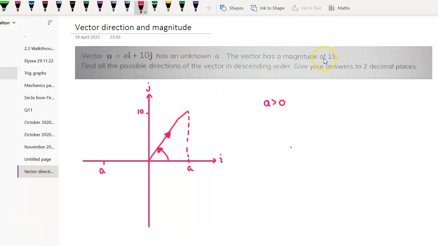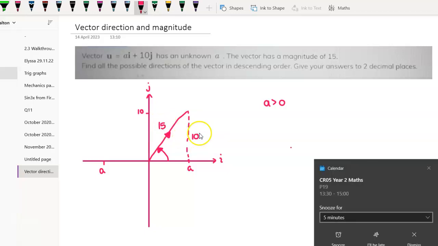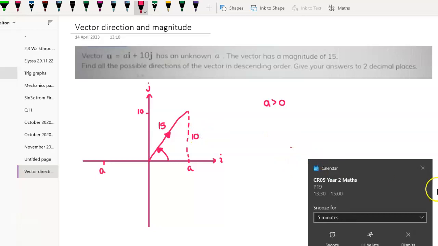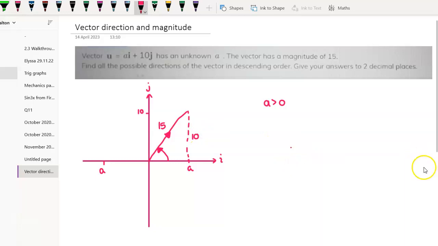Okay, now you're told the vector has a magnitude of 15. So that's 15, and we know this side here is 10. Find all the possible directions of the vector. So initially, what have we got? Well, we've got a right angled triangle here. We know the opposite and we know the hypotenuse.